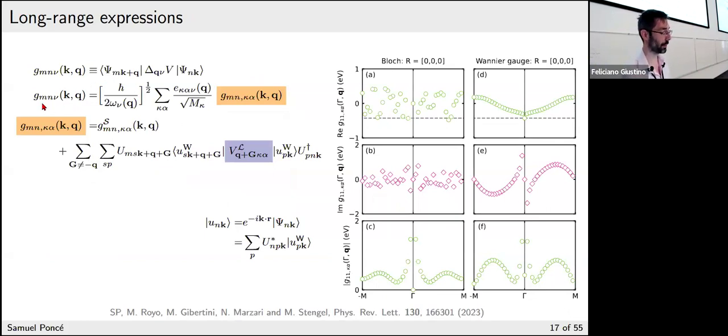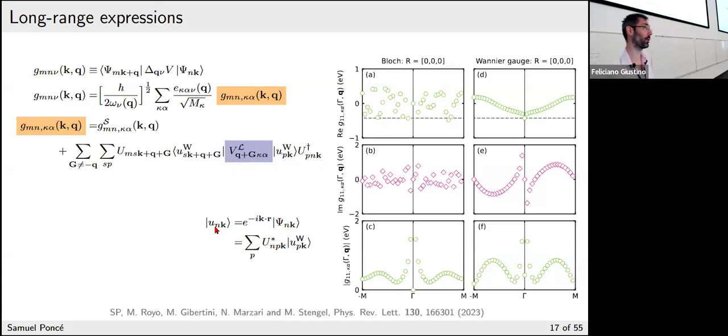So here I'm expressing the electron-phonon matrix element. This is in the mode basis, so I'm just factoring out the eigendisplacement vector and the mass and so on, and I'm left with this electron-phonon matrix element in the Cartesian representation, and I can express that as a short-range part plus this long-range one, okay? But here I have made it very explicit that we are in a Wannier framework. So this is the Wannier rotation that you are doing.